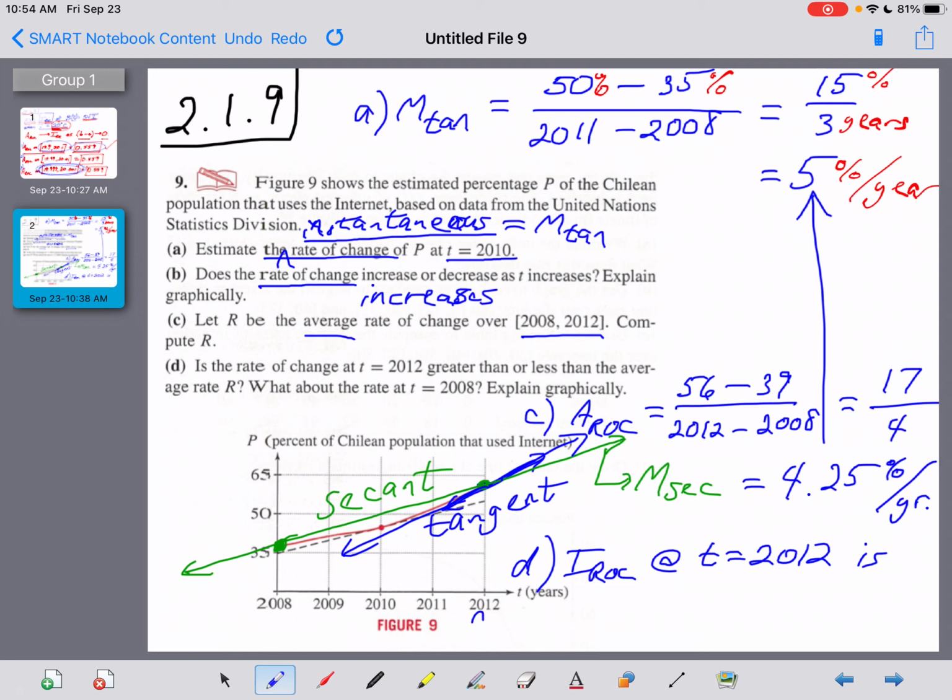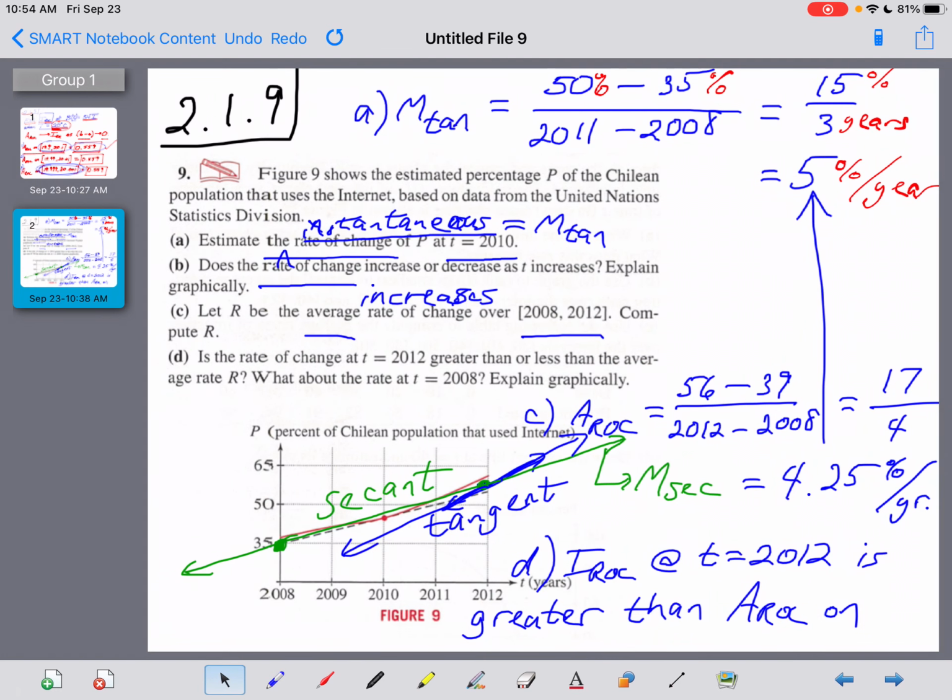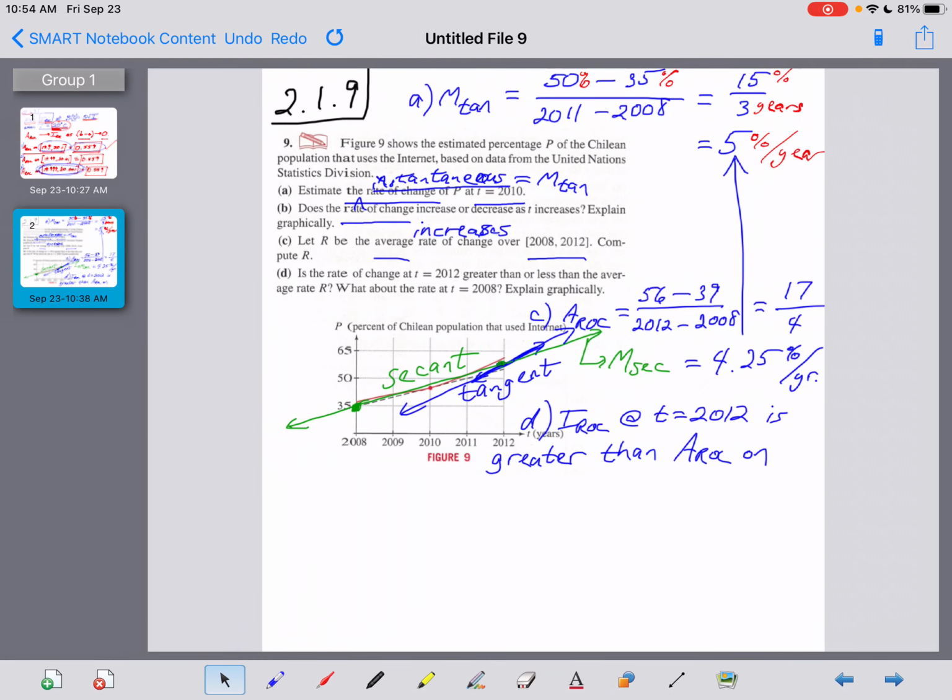So we would say here that the instantaneous rate of change at t equals 2012 is, all right, a steeper line means that it's increasing faster. So we would say that that instantaneous rate of change is greater than the average rate of change on the interval here from, sorry guys, that's about to get ugly. Let me move all that up a little bit. There we go. All right, is greater than the average rate of change measured on the interval from 2008 to 2012.